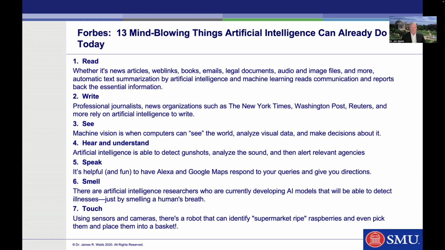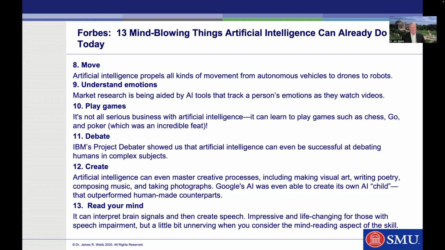Machine vision, where you can actually see the world and analyze visual data. There are things that hear and understand, like detecting gunshots in certain neighborhoods, analyzing it, and alerting relevant agencies. You can talk to Alexa and Google Maps. There are now models where you can smell a human's breath and detect some kind of illness, not just whether or not somebody's over the limit in drinking. Of course, touch. Robots can now pick up an egg, or squeeze a raspberry and find out if it's ready for consumption.